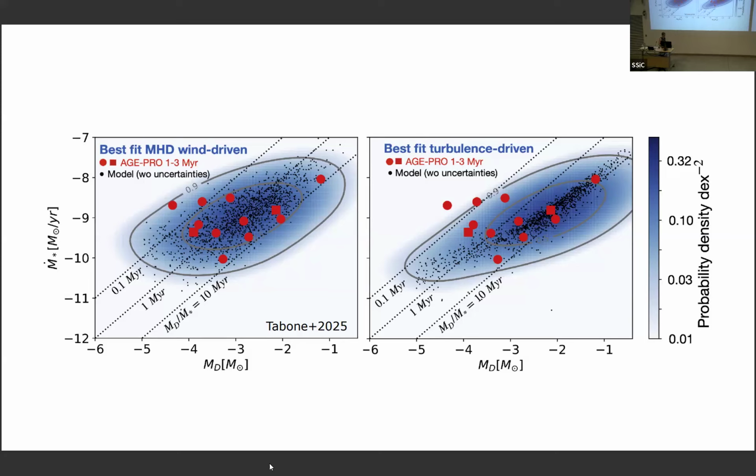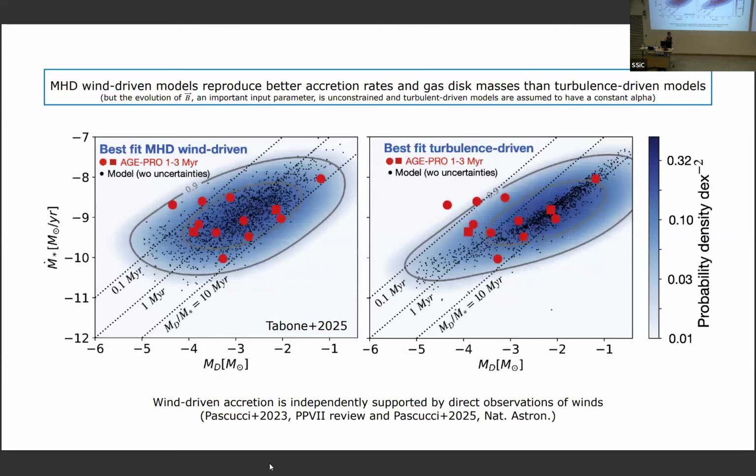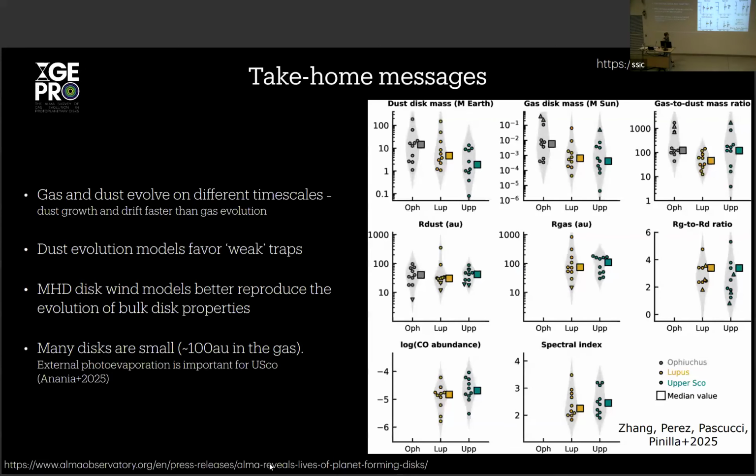One of the main conclusions from this paper is that the wind-driven accretion model seems to better reproduce the distribution of mass accretion rates as a function of disk mass that we have measured with AGE-PRO. I also want to mention that there is independent support for MHD wind-driven accretion that comes from direct observations of these winds, and Anami is going to talk about them after the break.